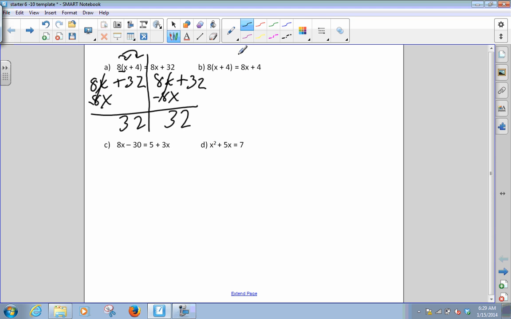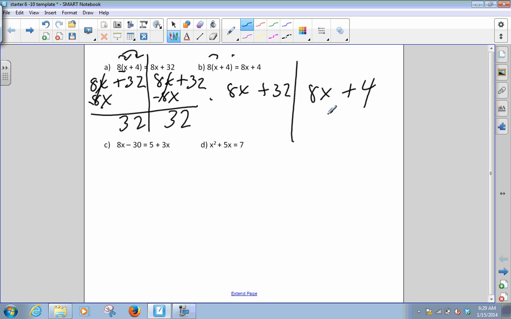So again, I've got distributive property I need to do. 8 times x is 8x. Let me give myself a little bit more room in here, and kind of rewrite it over here. So my 8x plus 4 is just going to have to stay put for right now because I can't add 8x plus 4 together. On this side, again, I've got distributive property. So 8 times x is 8x. 8 times 4 is 32.